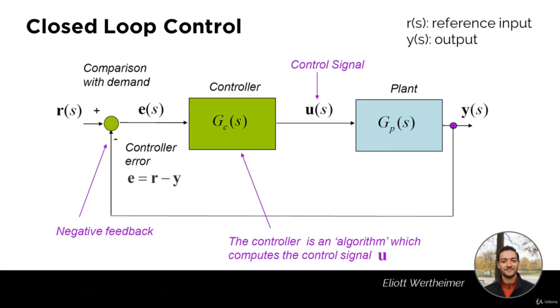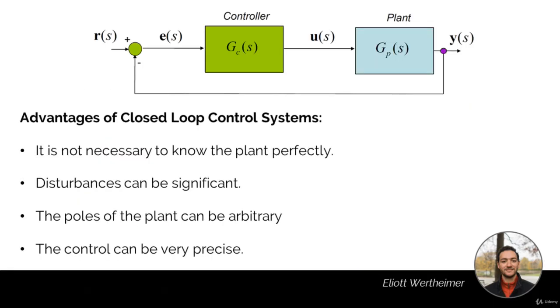This is why it's called closed loop control, because there is a whole feedback system between the output and the reference. Closed loop control has many advantages. First of all, it is not necessary to know the plant perfectly, simply because the controller can adapt to different plants. So you do not have to know the transfer function of the plant perfectly. Secondly, it is able to adapt to significant disturbances. Once a big disturbance hits the system, the controller is able to take it into account and then output a control signal that will correct the final output of the system.